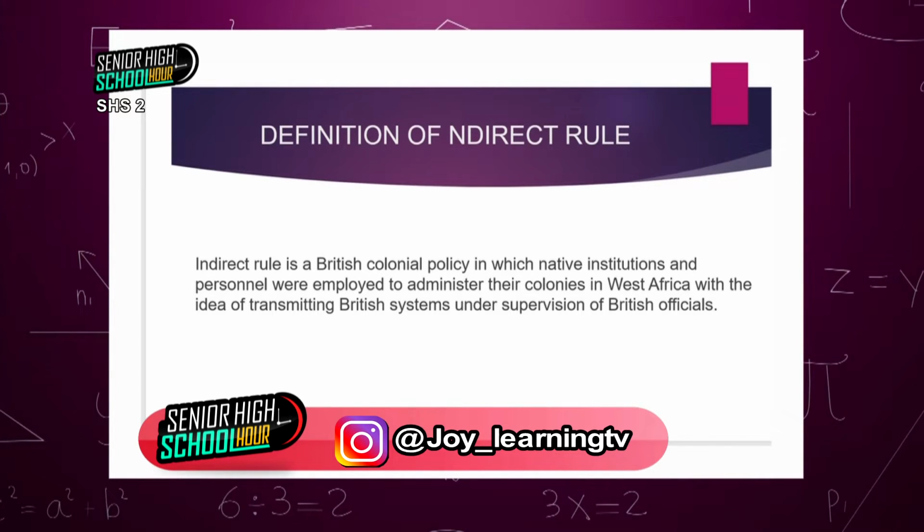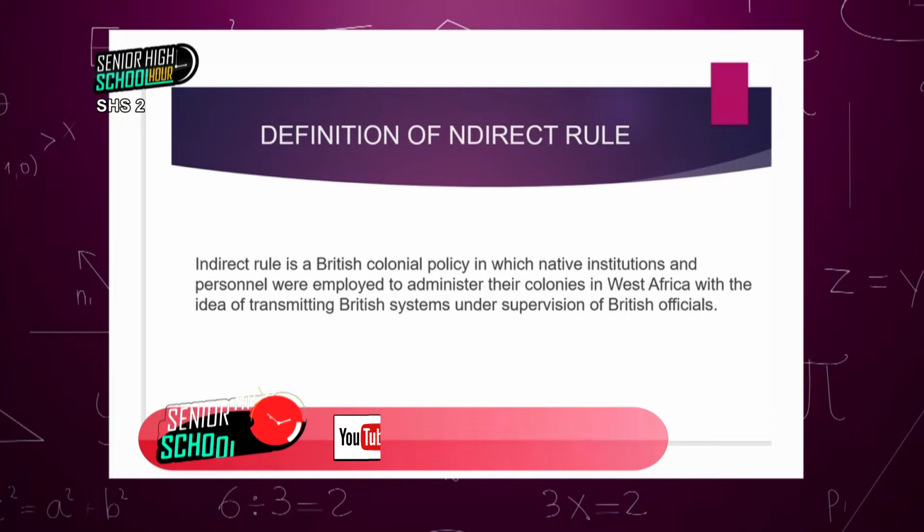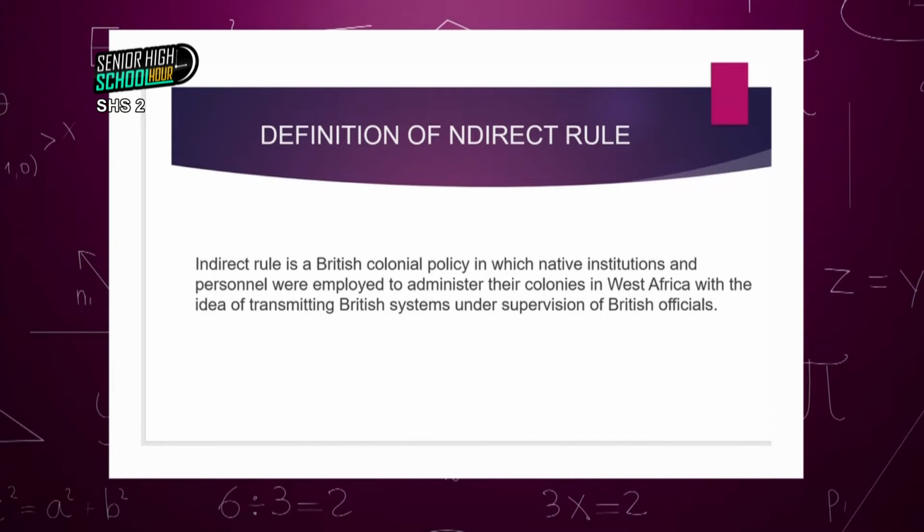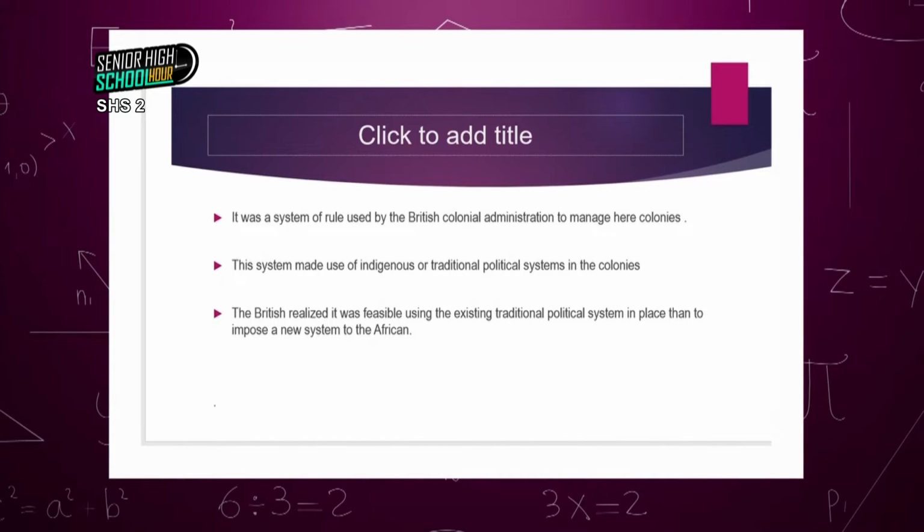So it meant that the authorities or institutions in place before colonization were still important because these were the institutions the British used to administer their colonies. But their main focus was to transmit British systems of rule to the colonies, specifically West Africa, under the supervision of British officials. Have we understood it up to this end? Remember that we would want to talk more specifically about West Africa.